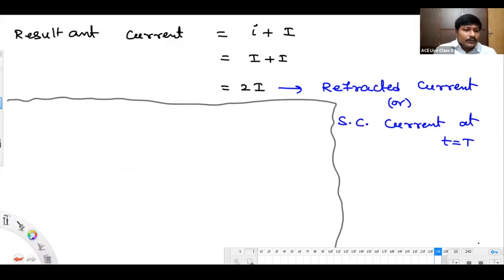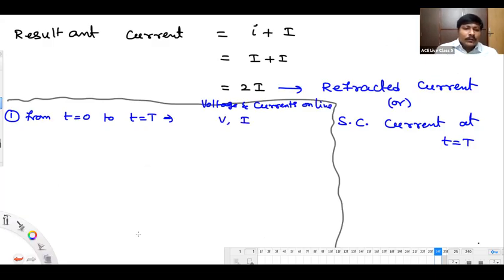So it's propagation 1 from the time t equals 0 to capital T. Voltage and currents on the line only, I'm writing. Voltage and currents on the transmission line will be V, I, from x equals 0 to x equals L.